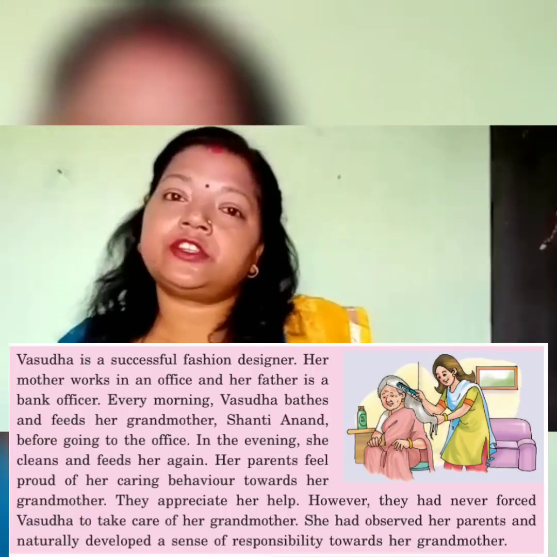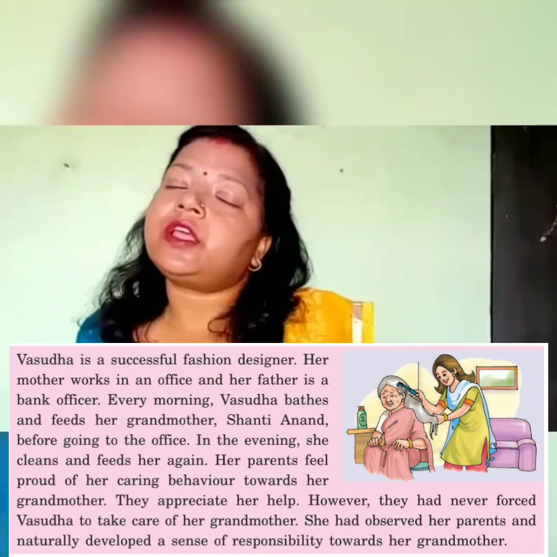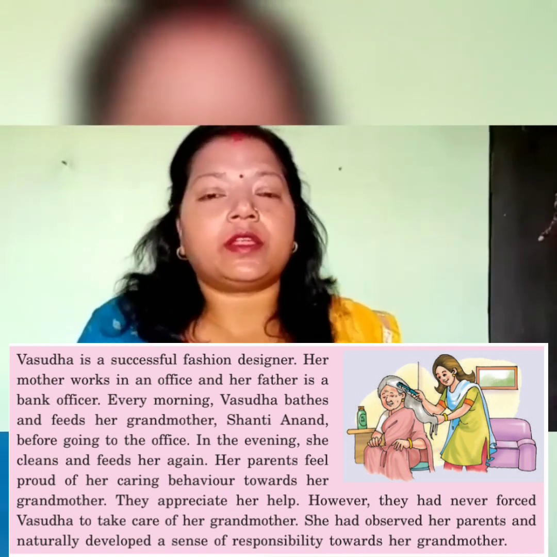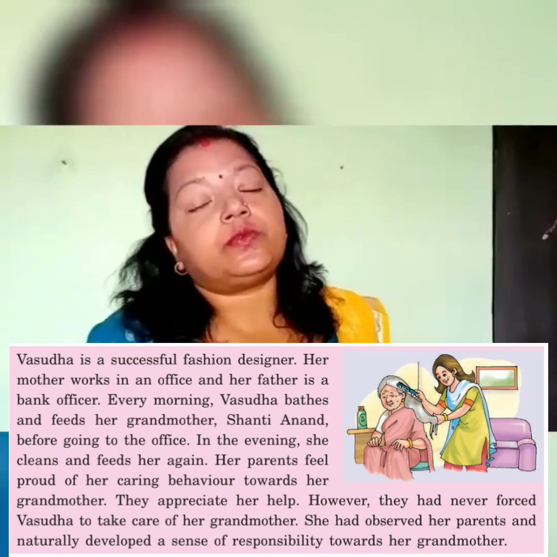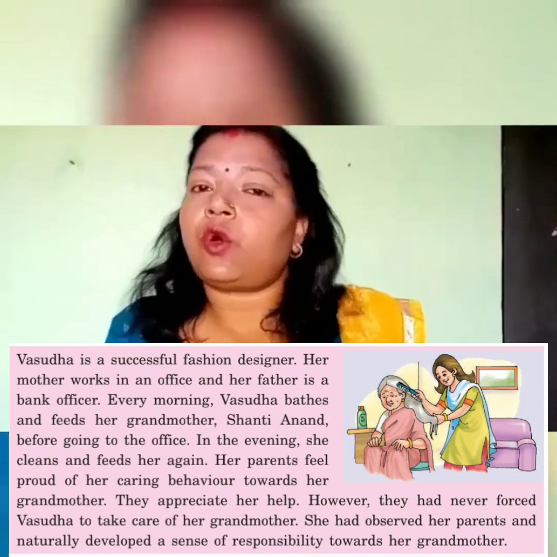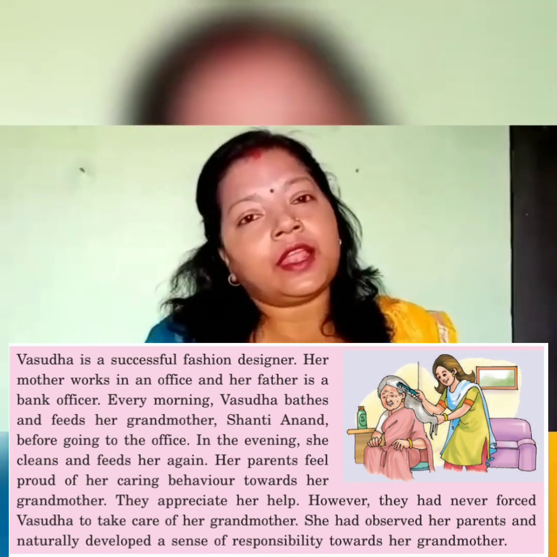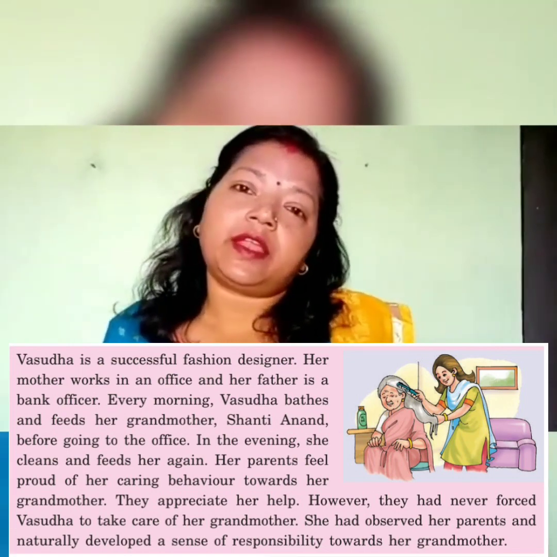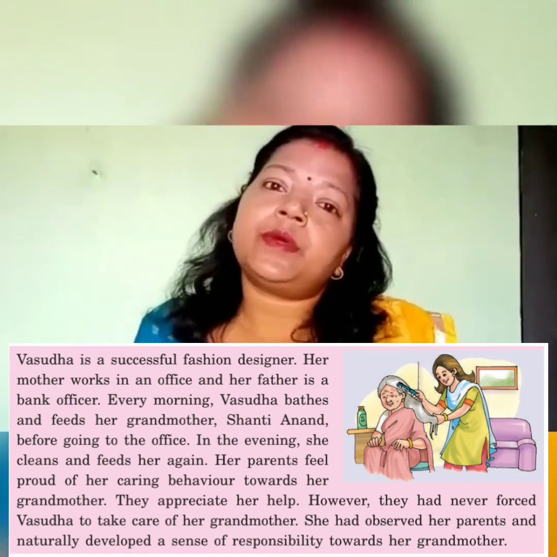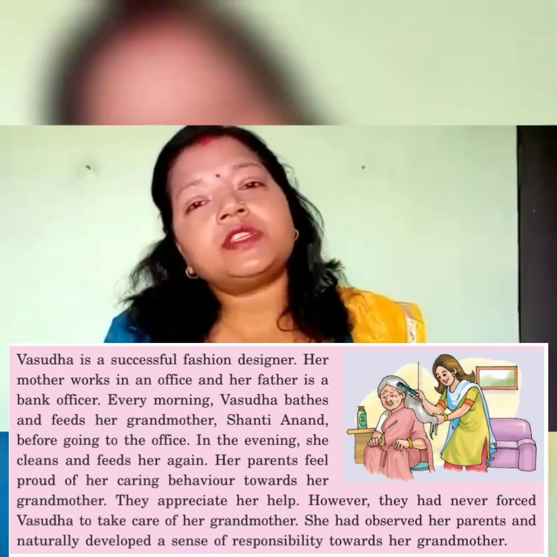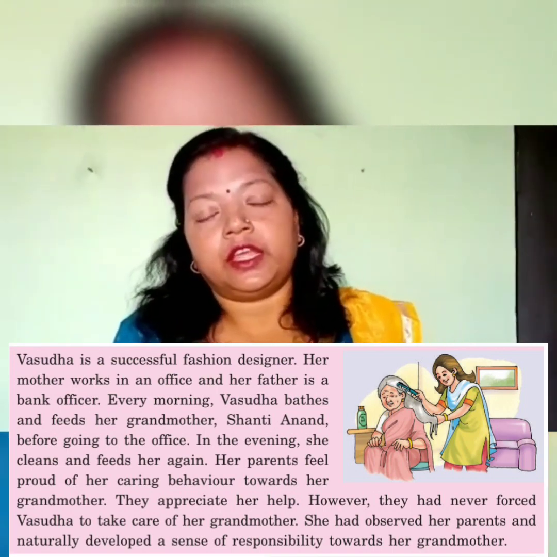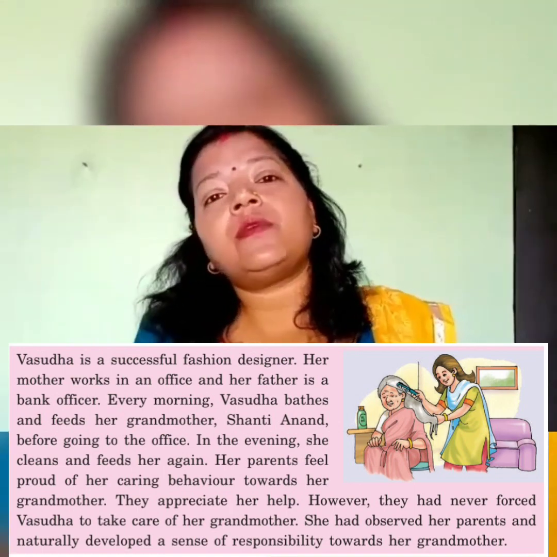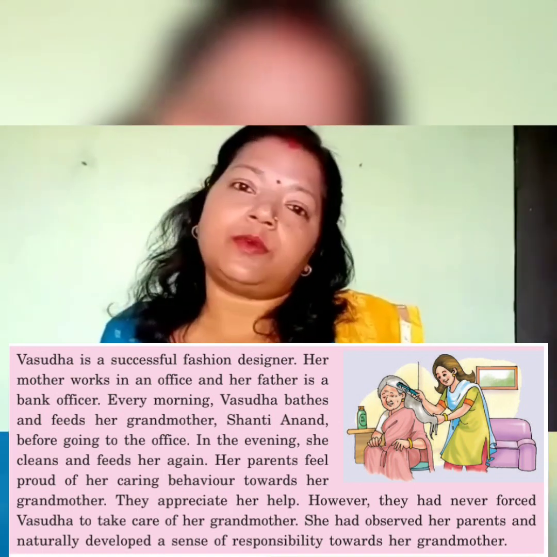Now let's move on to the next story, the story of Vasudha. Vasudha is a famous fashion designer, but she has a very cute corner for her grandmother. She used to feed her, bathe her and comb her hair before going to the office. Then again in the evening when she comes back, she again feeds her, combs her hair and cleans her up. Her father and mother both are working. They always appreciate Vasudha for her kind deed. She is very responsible. They have never forced Vasudha to do these types of works.